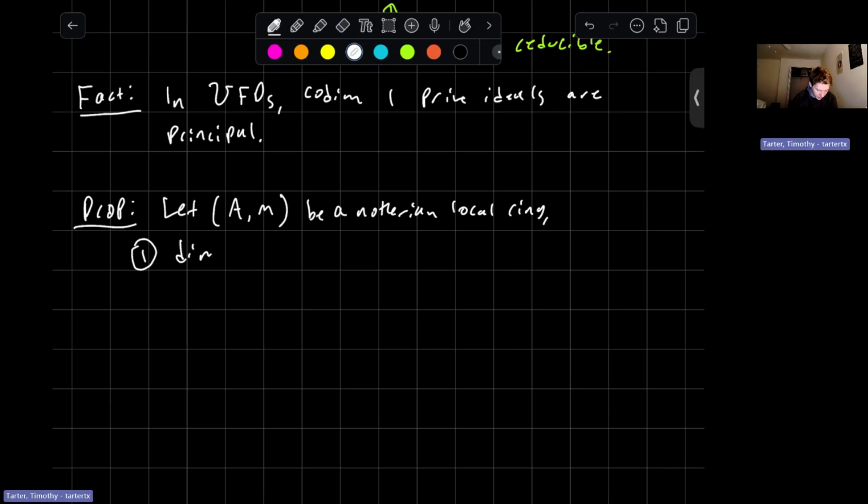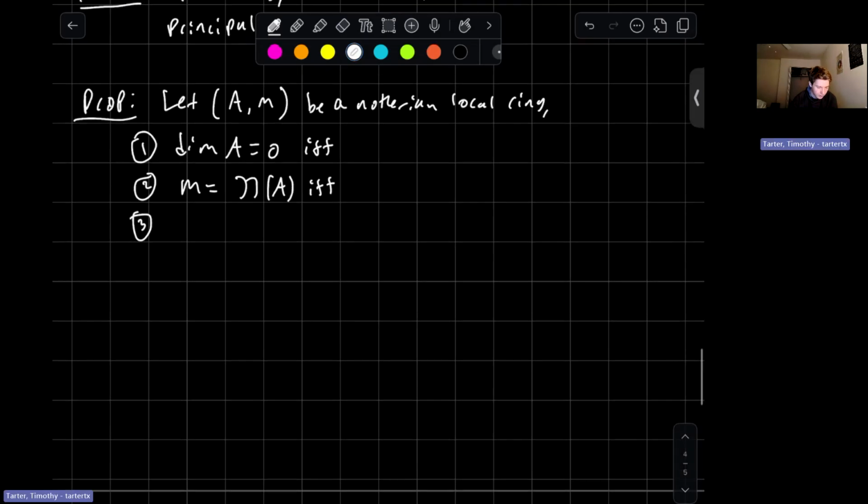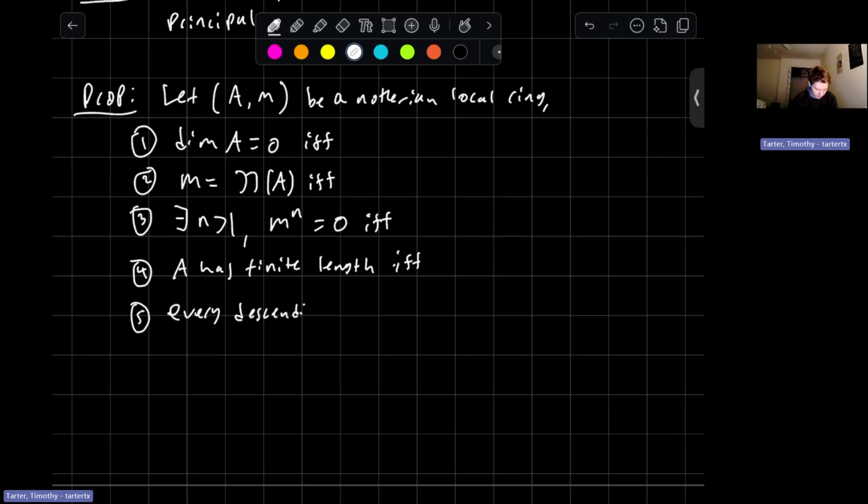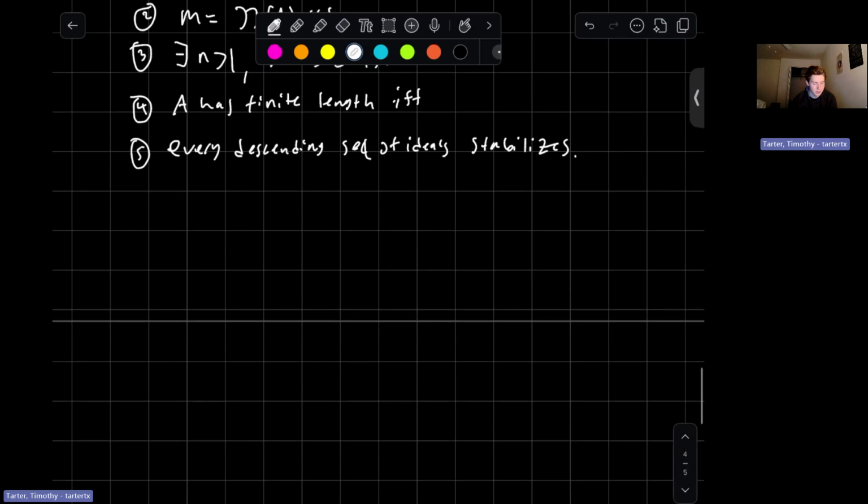Then the dimension of A is 0 if and only if M is the null radical of A, if and only if there exists n greater than 1 with M to the n equal to 0, if and only if A has finite length, if and only if every descending sequence of ideals stabilizes. Such a ring is Artinian.